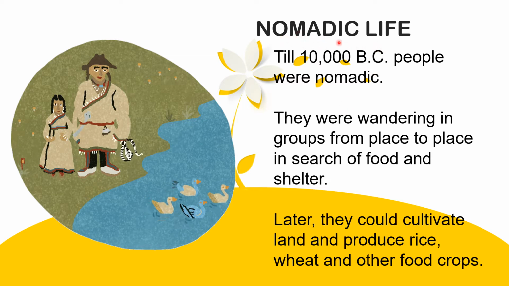They didn't know anything about growing crops and making their own food. Only after 10,000 BC, people started growing plants and getting food from them, and that is when they started cultivating land, and they produced rice, wheat and other food crops, and that is how agriculture came into practice.